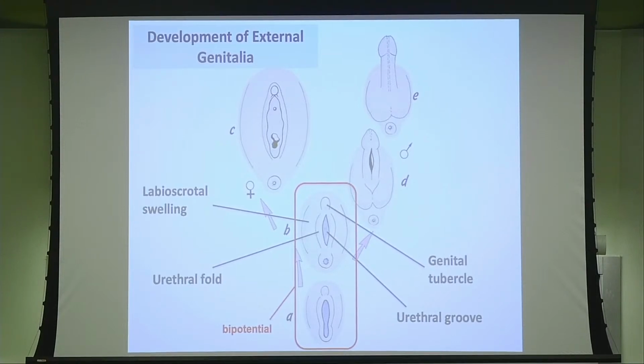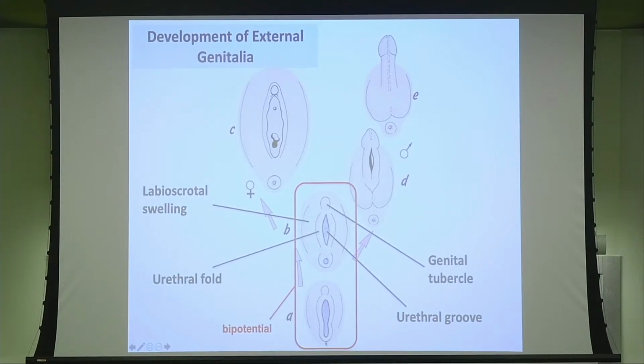This is the second part, okay, external genitalia. You already knew before taking this class that you had to wait a period of time in order to assign sex to a baby by ultrasound, because before that they all look the same, okay? So again, the external genitalia are bipotential. They have the ability to go one of two ways, okay? Initially, the bipotential external genitalia have a genital tubercle, a labioscrotal swelling, and a urethral groove, okay?